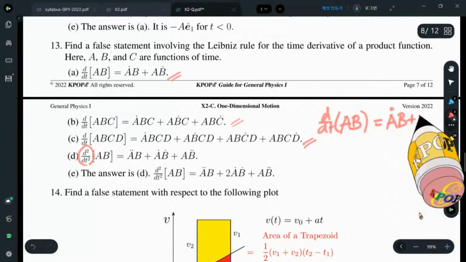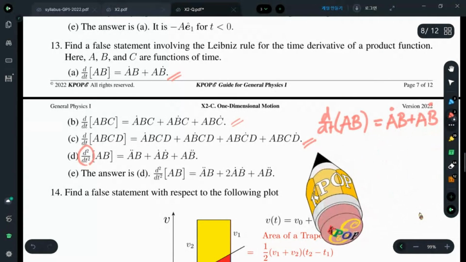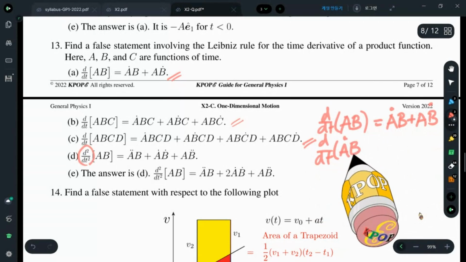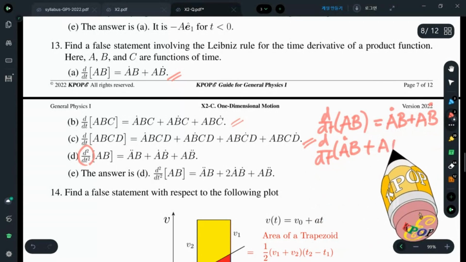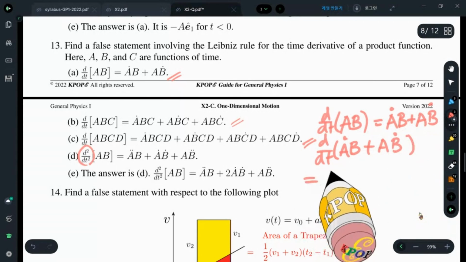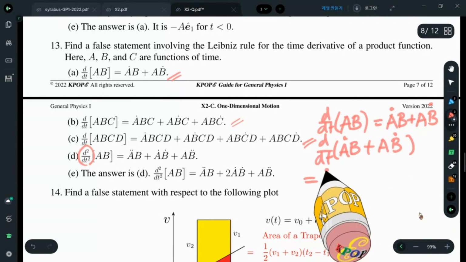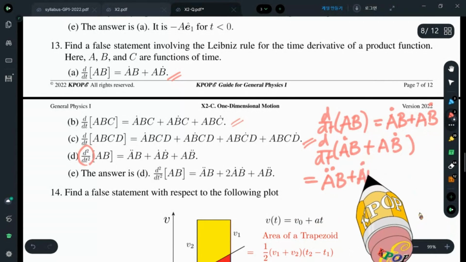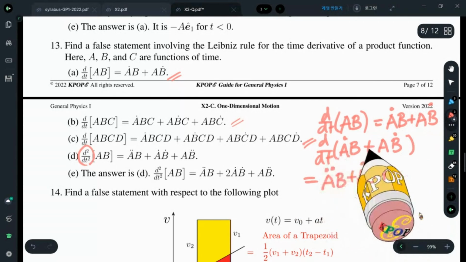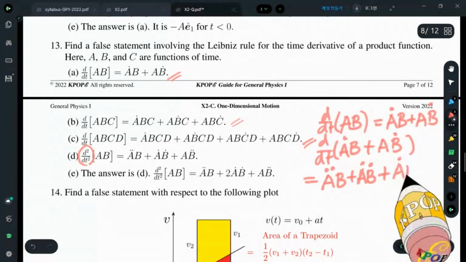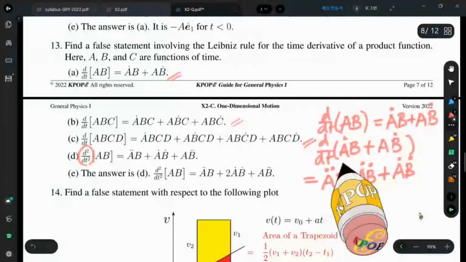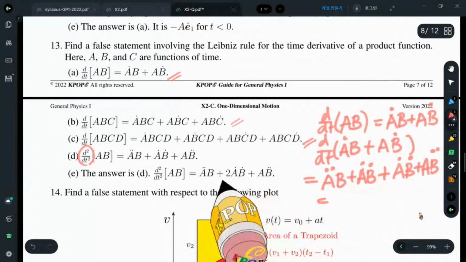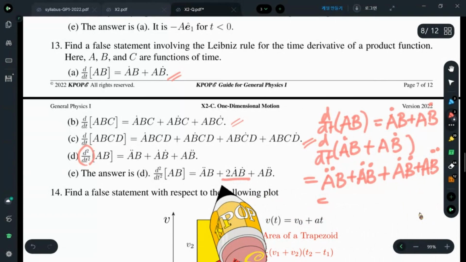First one, second one. First one, second one. First one, and second one. Hence, it should be 2 times eta theta.